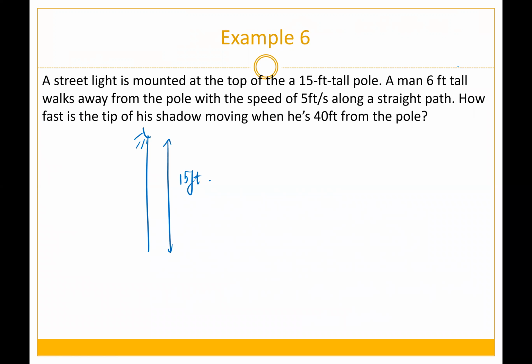A man 6 feet tall is walking away from the pole with that. So this is the man and he is 6 feet. Now we have, this is the wall. So he's walking this way at 5 feet per second. How fast is the tip of his shadow moving?